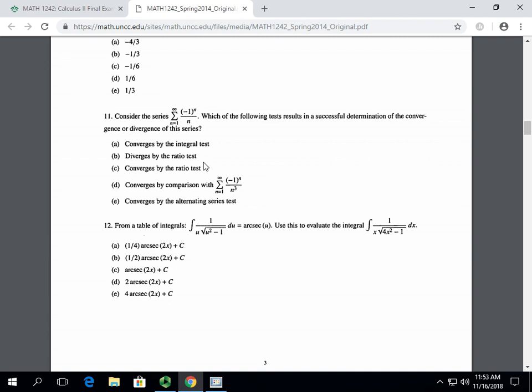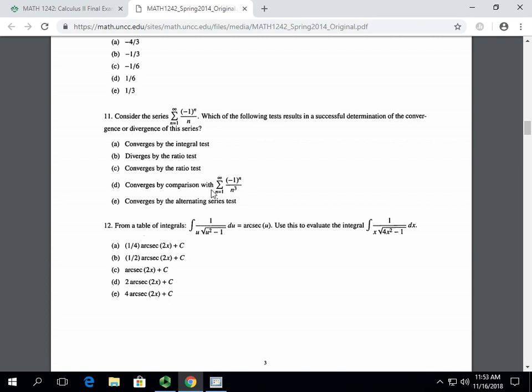Would you ever use the ratio test on this thing? Lord, no. There are no powers of n, and there are no factorials. Negative 1 to the power of n, we don't count that. We're talking about an actual number, like 3 to the n, or factorials, for the ratio test. So it's not going to be a ratio test.